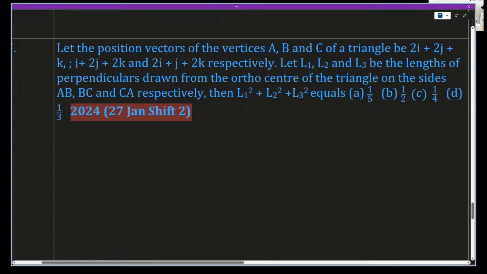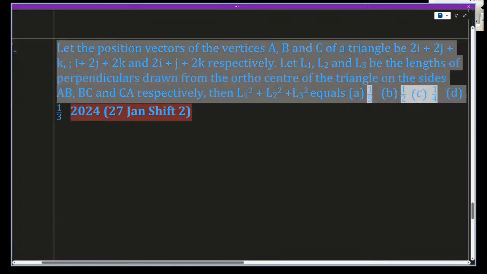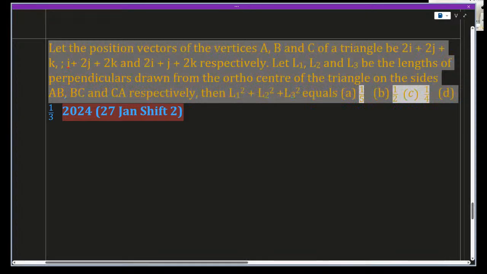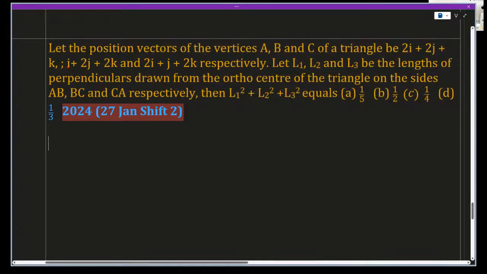Position vectors of, should I make the color change? Is it here? Just a minute. This looks better? Yes, sir. Okay.